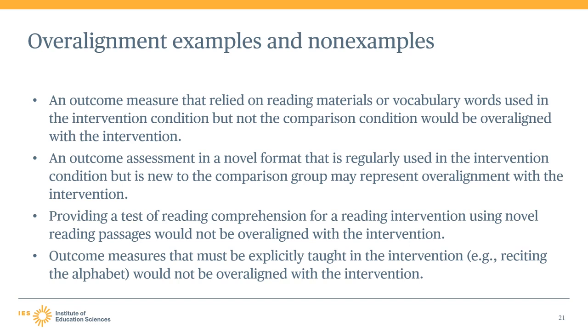Another example might include an intervention that involves a new Algebra 1 curriculum for teaching students how to factor polynomials, replacing the typical curriculum on factoring polynomials. So long as an outcome measure did not draw on specific examples from the new curriculum and does not require that the students perform steps specific to the novel approach contained in the curriculum, an outcome measure that included factoring polynomials would not be overaligned with the intervention.